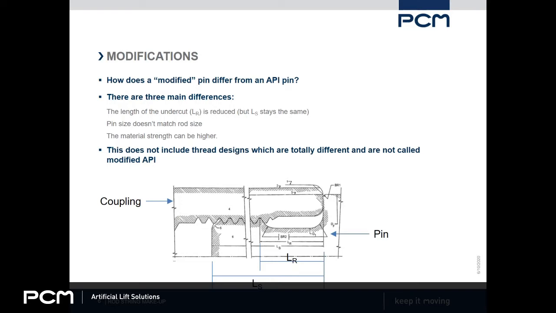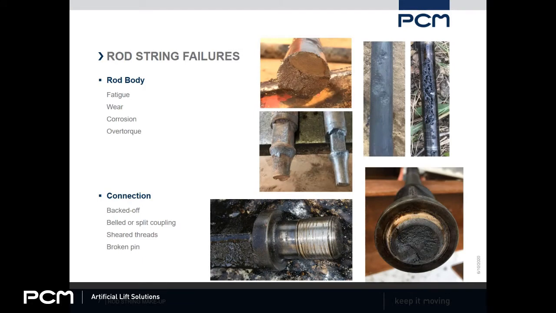So looking at rod string failures, what are the most common failures we see? The failure can be in the rod body or it can be in the connection. So in the rod body, we'll often see fatigue failures. This top picture here is a very clear fatigue failure. When you see these two distinct areas, one very smooth area on the top and a rough area on the bottom, anytime you see that, you know that's a fatigue failure.